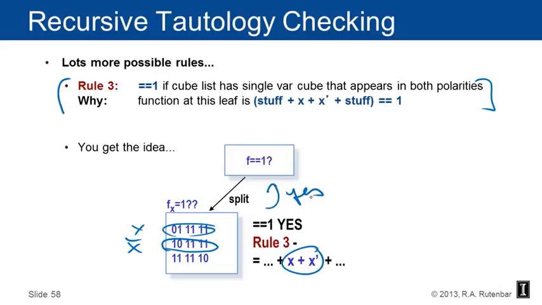Yes, you can return a 1. And you get the idea. You can have a lot more rules if you like, but it's generally the case that you don't want too many rules because there's a computational cost in checking them. So there's some balance between the complexity of the rules for your termination conditions and just sort of recursing a little bit further.